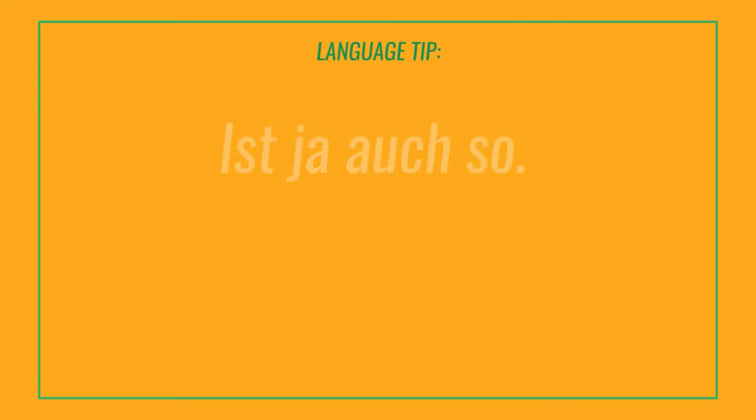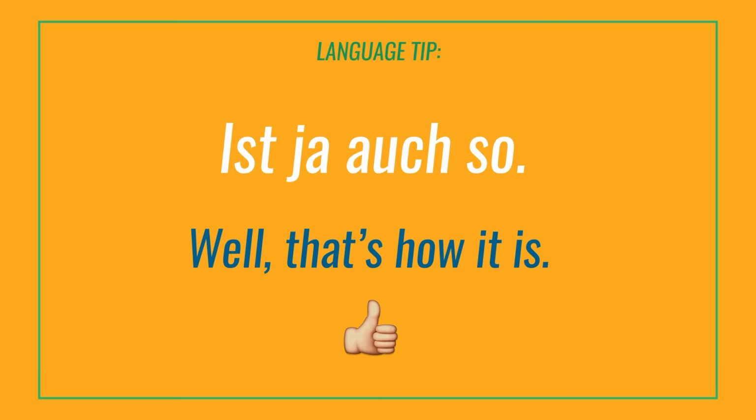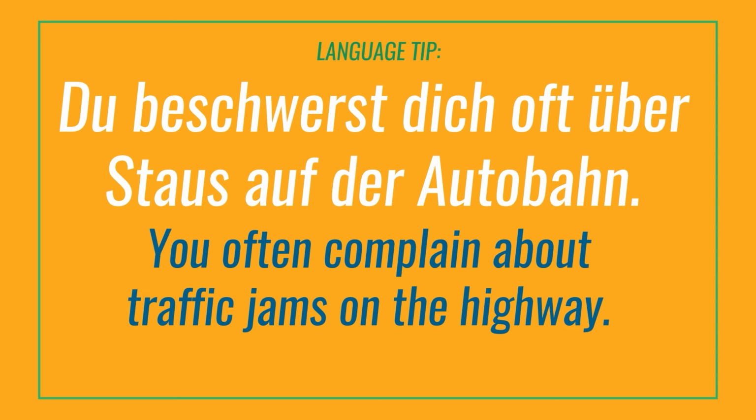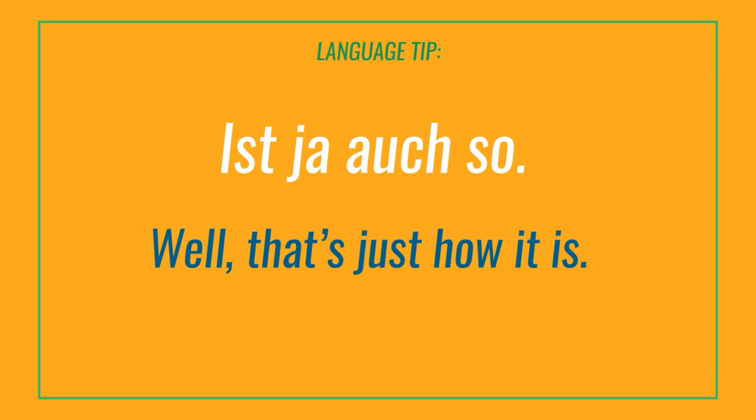Ja can also be used in the following scenario. Ist ja auch so, meaning, well, that's how it is. This time, the ja makes the sentence sound a bit defiant. For example, if someone says, Du beschwerst dich oft über Staus auf der Autobahn, meaning, you often complain about traffic jams on the highway. The other person might, in a slightly annoyed tone, reply with, Ist ja auch so. Well, that's just how it is.